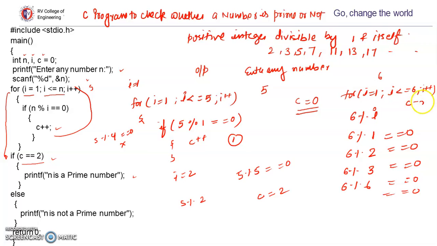So initially c will be 0. Now the c value becomes 1 here. Here it becomes 2 and then 3 and here it becomes 4. So once we come out of the for loop, this condition is not true. So automatically the else part will be executed. The number is not prime. So this is how we check whether a given number is a prime number or not. Hope you have understood the concept. Thanks for watching.